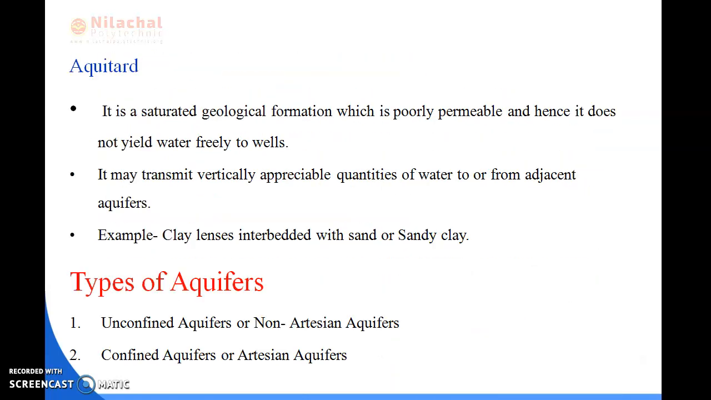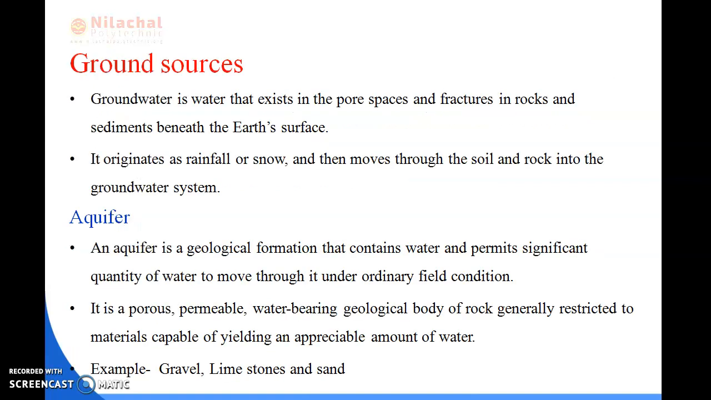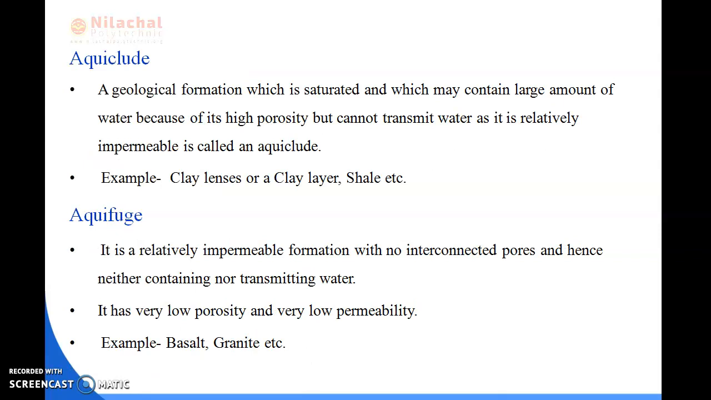So we have discussed the aquitard, aquiclude, aquifuge and aquifer. As all of us know, an aquifer is a geological formation that contains water and permits a significant quantity of water to move through it under ordinary field conditions. It is a porous, permeable, water-bearing geological body of rock, capable of yielding an appreciable amount of water. For example, gravel, limestone and sand.